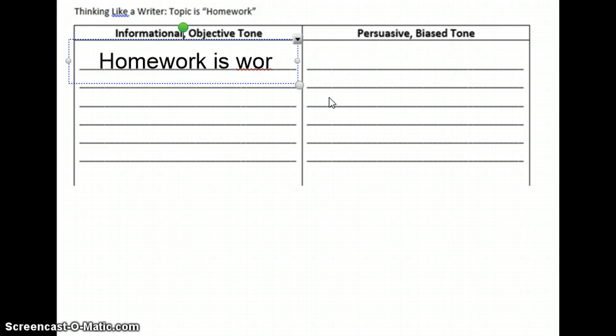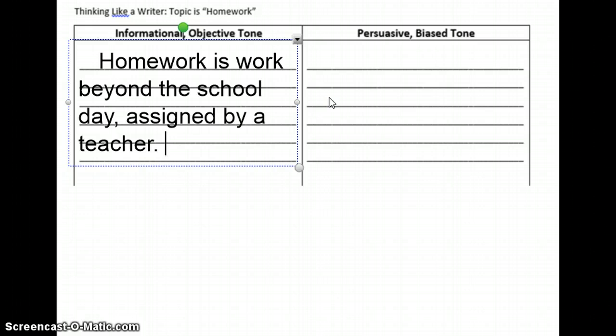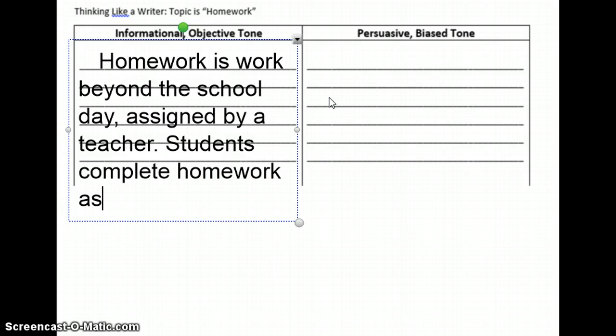So I'm going to write something like this. You can write this with me. I might start off with a simple definition. So I could say homework is work beyond the school day assigned by a teacher. Students complete homework as independent practice.